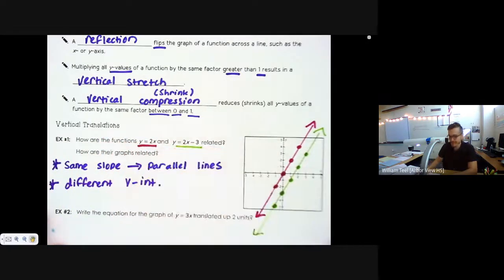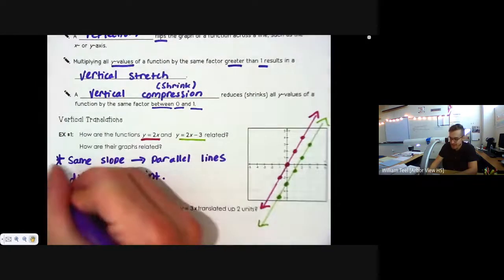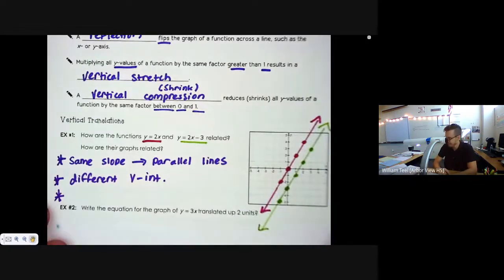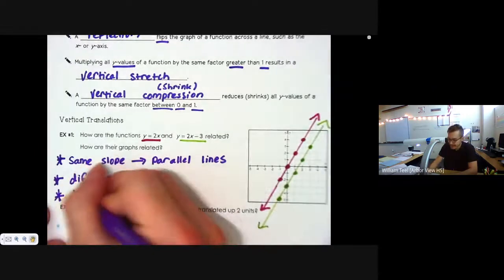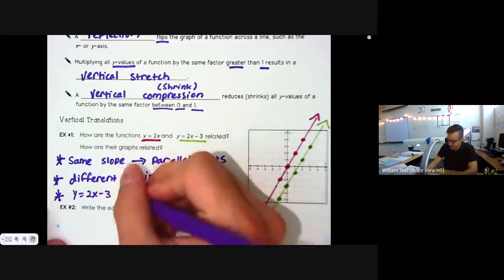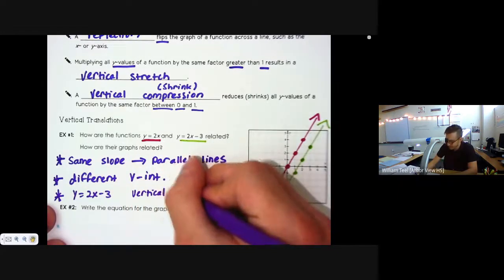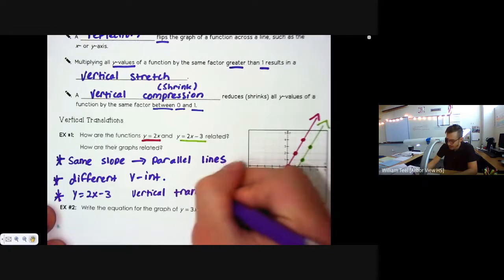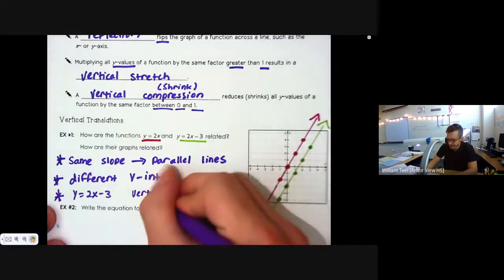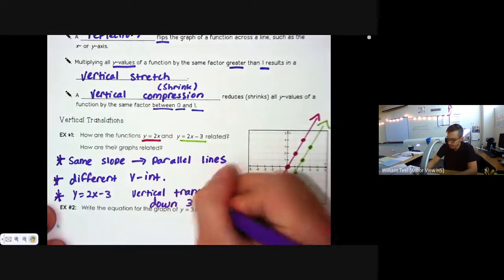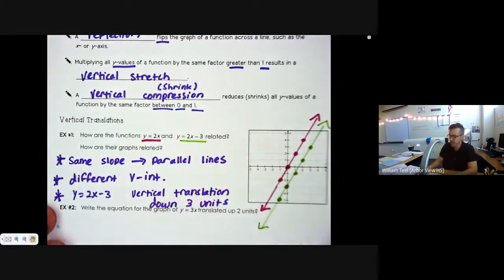And because we have different y-intercepts, that means we have essentially shifted the graph down 3 units, okay? So I'm going to say y equals 2x minus 3 is a vertical translation, or vertical shift, down 3 units. All I have done to the green graph is shift it down 3 units from the purple graph. That is literally the only difference. So that is the transformation that has been made. It is a vertical translation down 3 units.